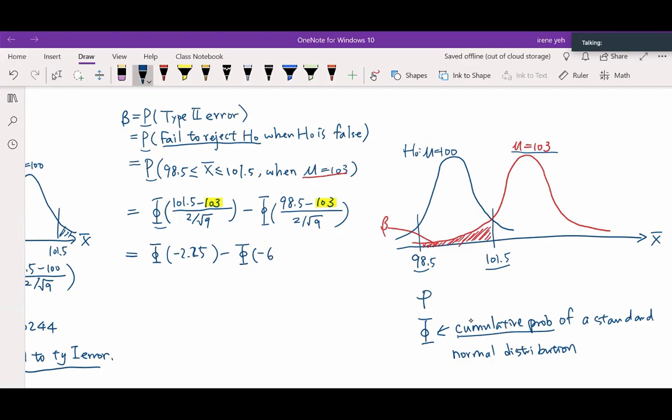Negative 6.75. This is so far out on the left, probability is 0. So simply calculate the cumulative probability of z equals negative 2.25, 0.0122.